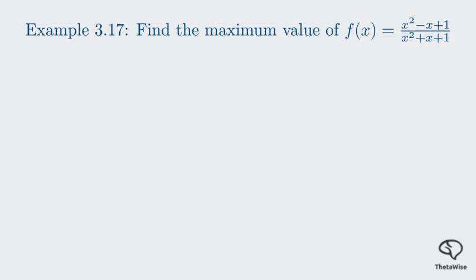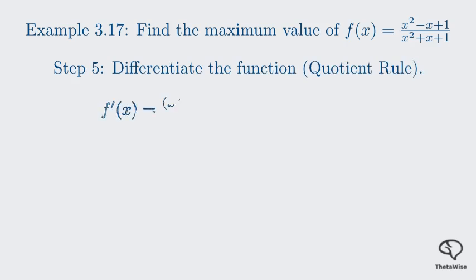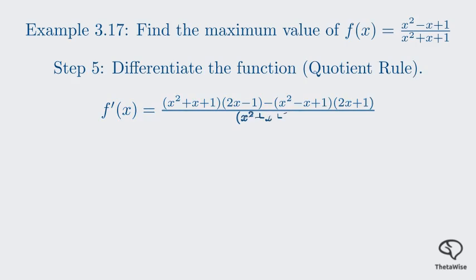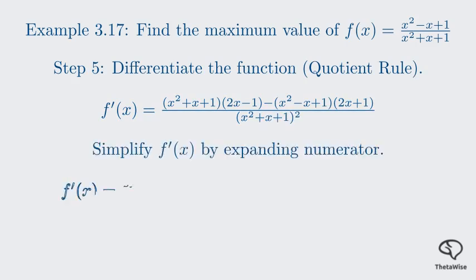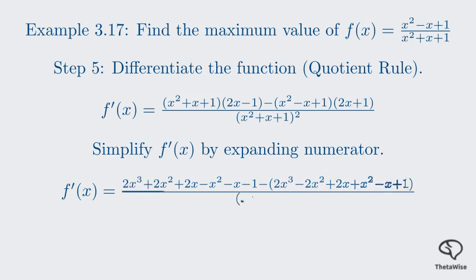Let's follow our strategy, starting with differentiation. We need to find the derivative of this function, f prime of x. Since it's a fraction, we must use the quotient rule. Applying the quotient rule, we differentiate the numerator, multiply by the denominator, subtract the numerator times the derivative of the denominator, and put it all over the denominator squared. This is a very complex expression.